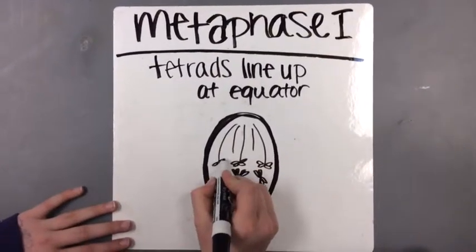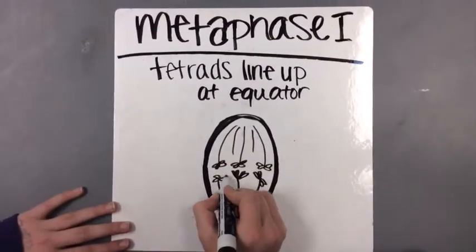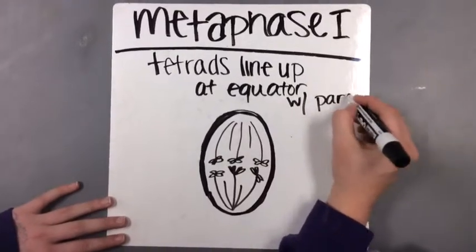During anaphase 1, tetrads are split apart and entire chromosomes move to opposite poles. Homologous pairs are separated.